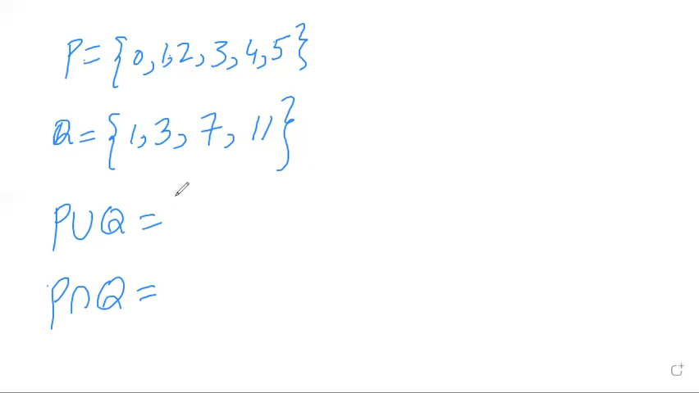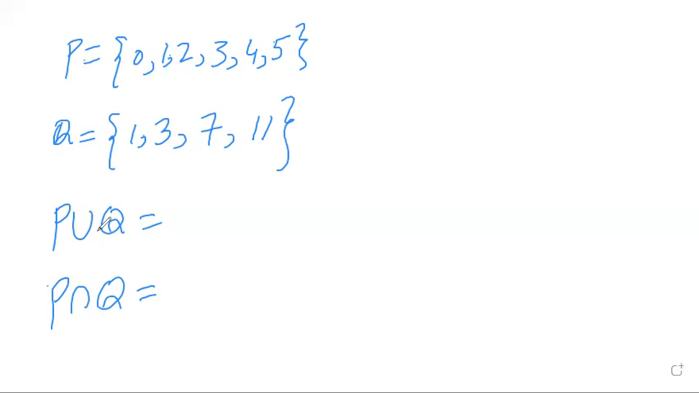Okay, let's see now. I will solve and you will check it. For example, now you are doing it. This is P, this is Q. So P union Q. I will write the elements from both sets, but will not repeat. In a set, the order is not important. It's better if you write in order, but it's not important.